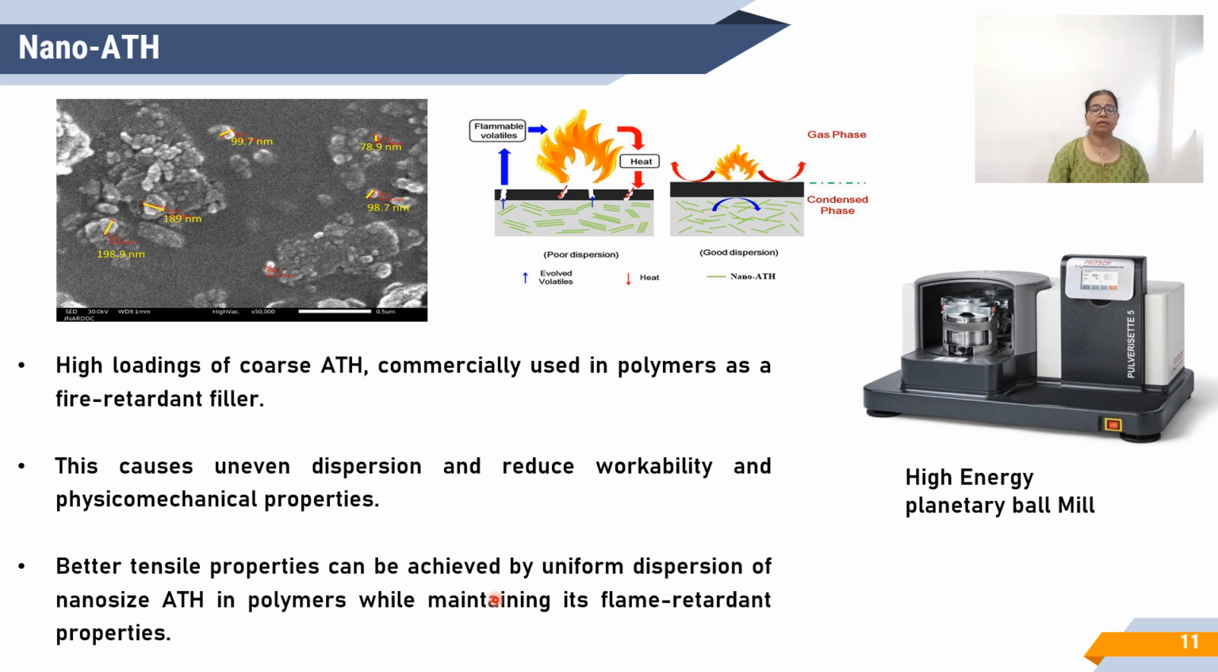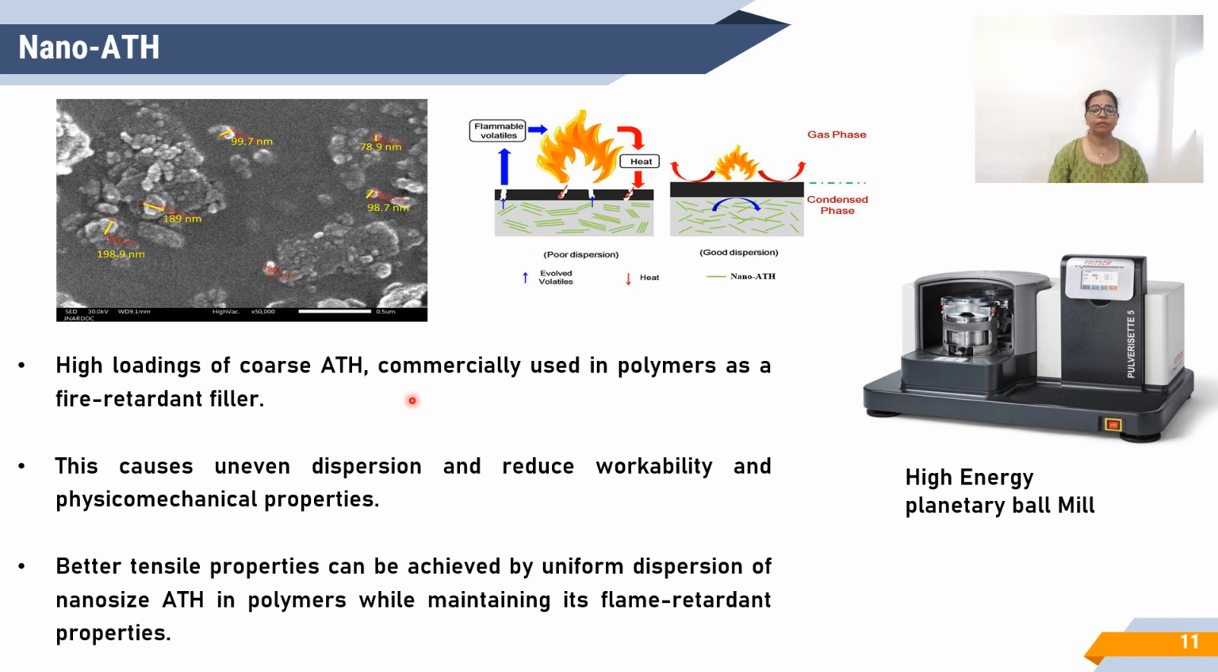Now here we are seeing why nano ATH, or the fine size, is preferable as compared to the coarse size. So what happens when the coarse ATH is loaded into the polymers? They are loaded at a high loading of about 40 to 50%, and when they are loaded in this proportion, the dispersion is uneven. Here you can see the dispersion of these fire retardant fillers in the polymer is uneven, and this causes flammable volatiles.